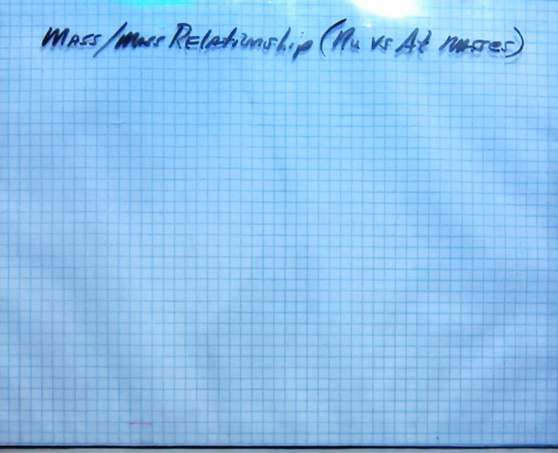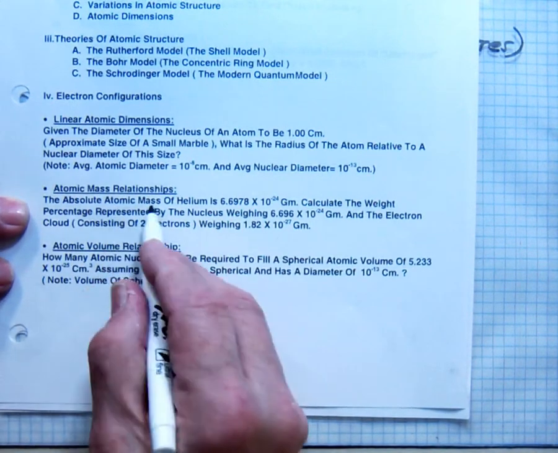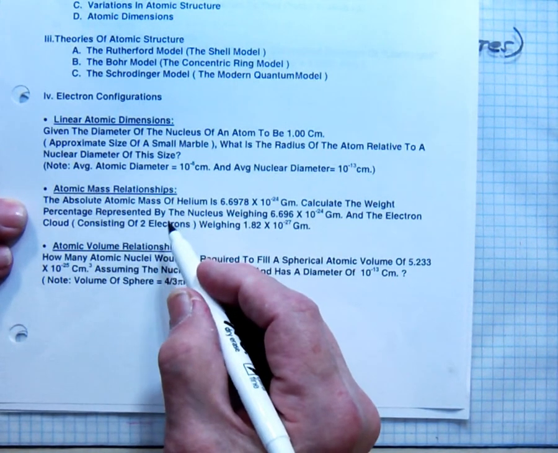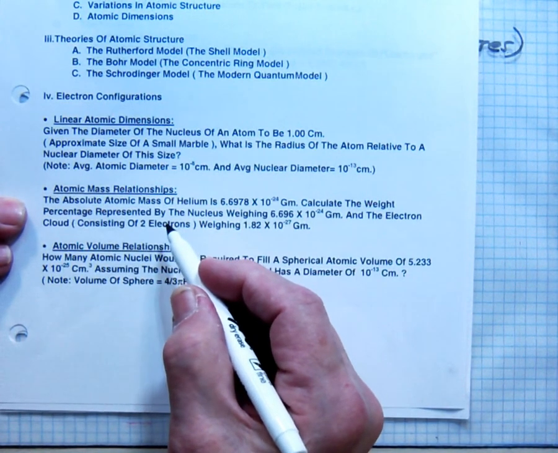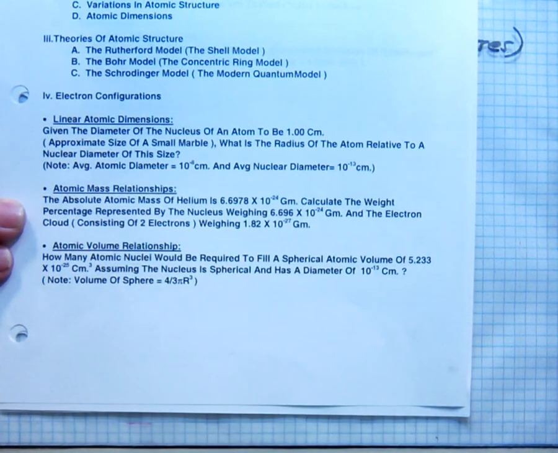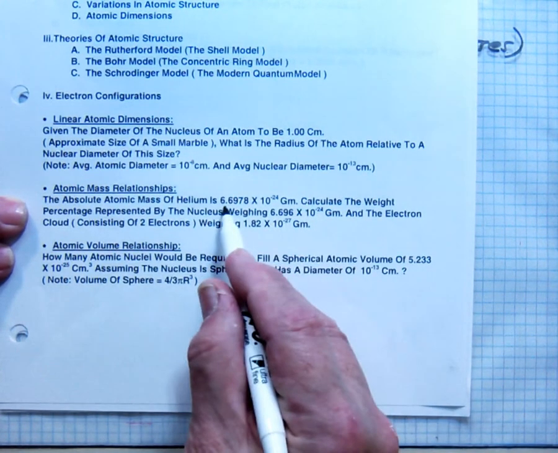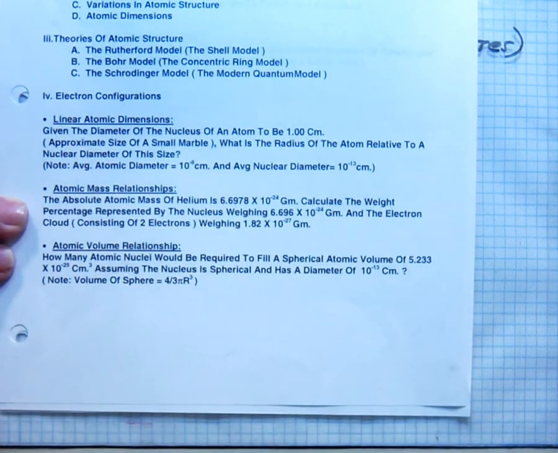Or nuclear masses versus atomic masses. It says in the problem here, the absolute atomic mass of helium. Now we're talking about it containing 2 protons, 2 neutrons, and 2 electrons. And if you look at the back of the Ebbing text, you can get what we call the rest mass values of the protons, the neutrons, and the electrons. So 2 times the proton rest mass, plus 2 times the neutron rest mass, plus 2 times the electron rest mass, 9.11 times 10 to the minus 31 or something like that. Add those together and you'll get 6.6978 times 10 to the minus 24 grams.